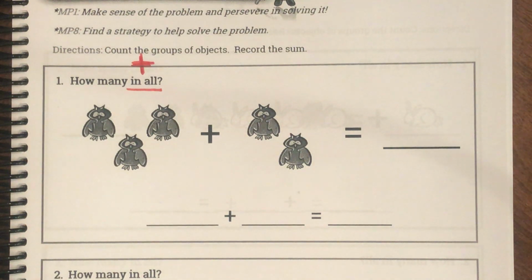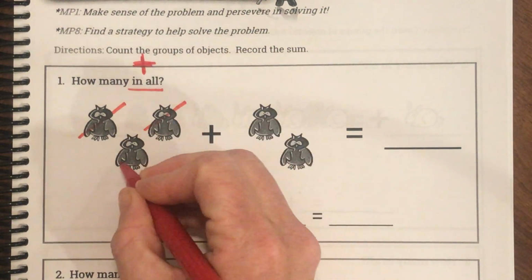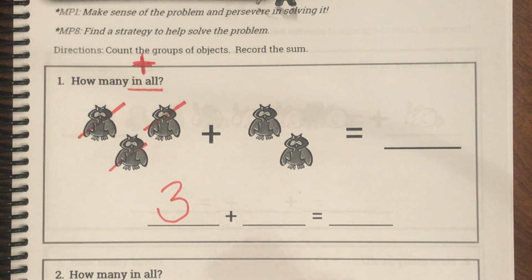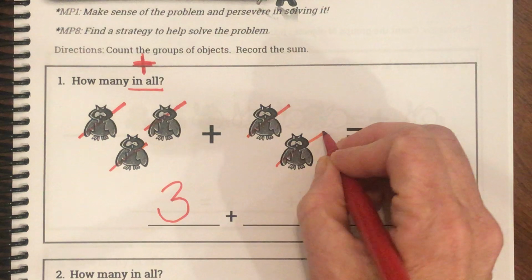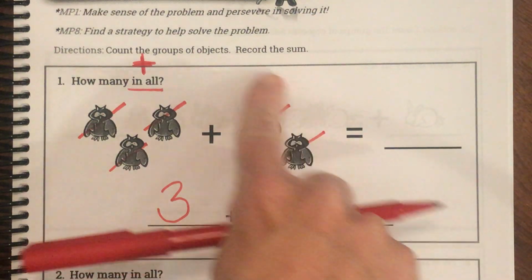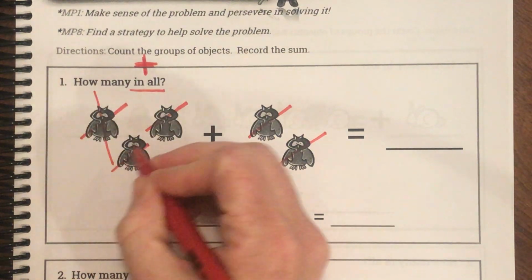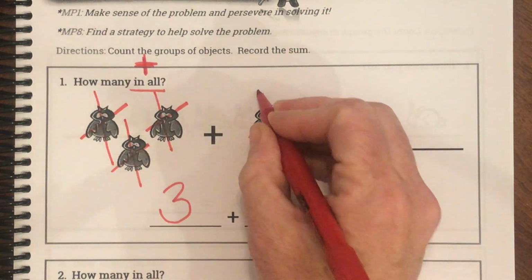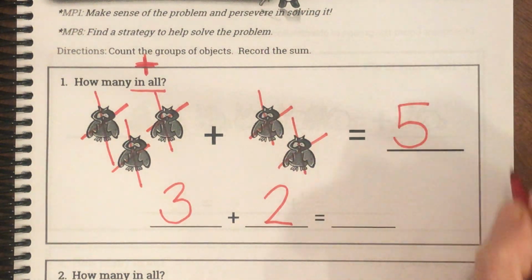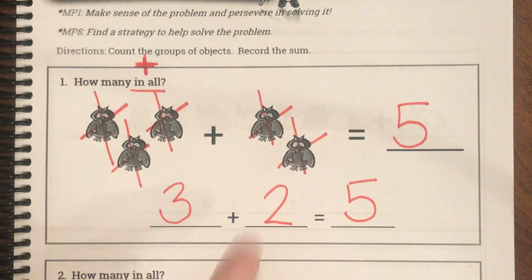Okay, so I'm going to first count my first group. So how many do I have? 1, 2, 3. I have 3 in my first group. And in my second group, I have 1, 2. So I'm going to record a 2. Okay, now I'm going to count them and join them together. So I'm going to do one whole count. Ready? 1, 2, 3, 4, 5. There's 5 owls, which tells me that 3 plus 2 equals 5.